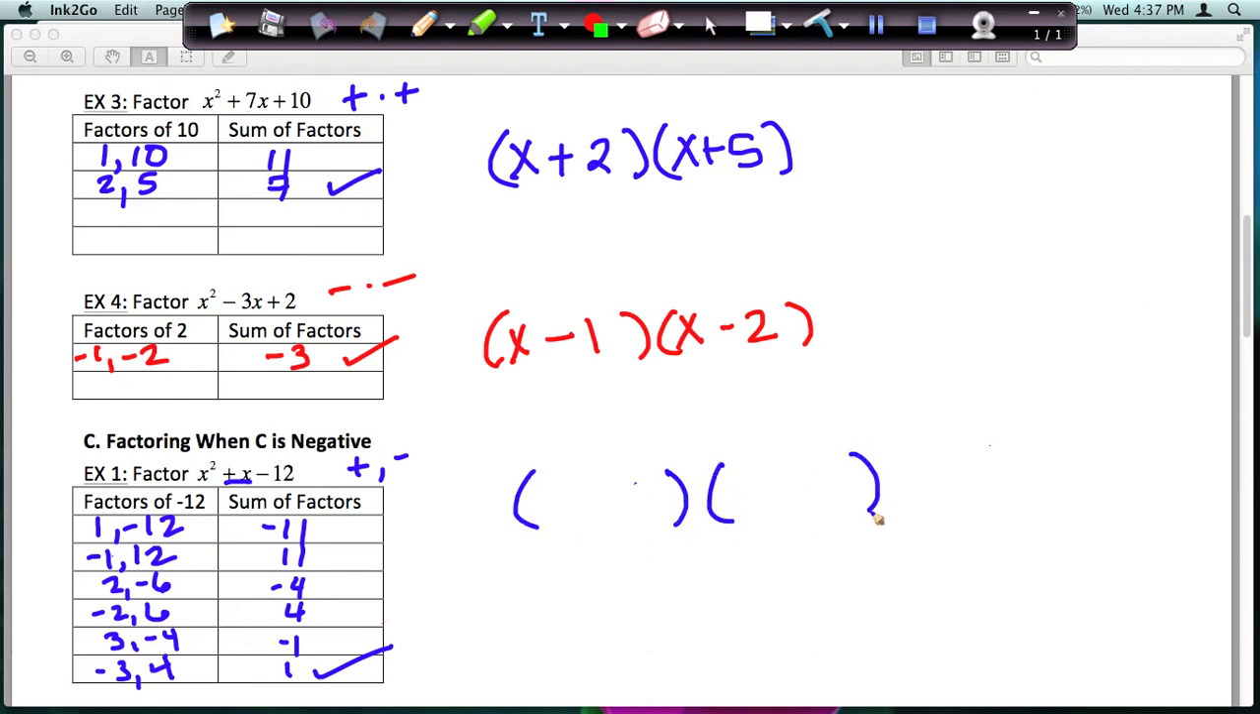So let's draw our parentheses. So first terms are x squared, so we're going to have an x, and then we said the two factors were negative 3 and a positive 4. That multiplies to be negative 12 and adds to be a positive 1.